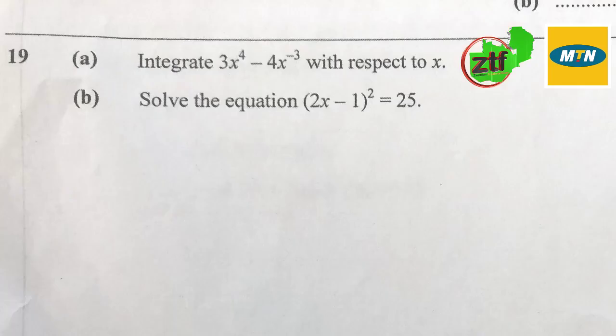Right, so now we move on. We go to our next question, and our next question is question 19. Question 19 reads: integrate 3x to the power 4 minus 4x to the power -3 with respect to x.